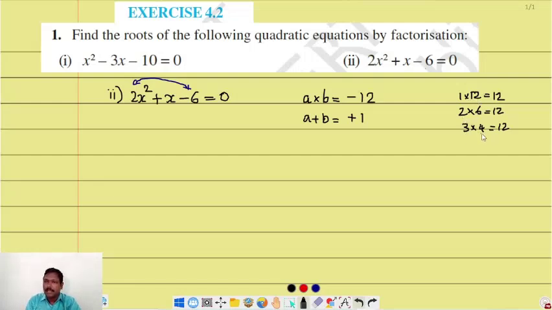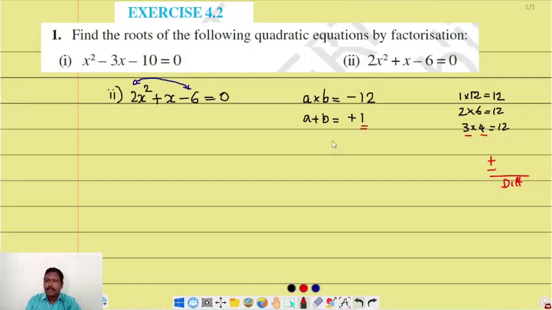So from among these pairs, see here the product is negative. Product is negative means one will be positive and one will be negative. So you have to check the difference. If we have one positive and one negative for addition, anyway we have to consider the difference. The difference of the two numbers should be 1 among these pairs. Which one is having difference 1? So clearly we know 3 and 4 is having difference 1.